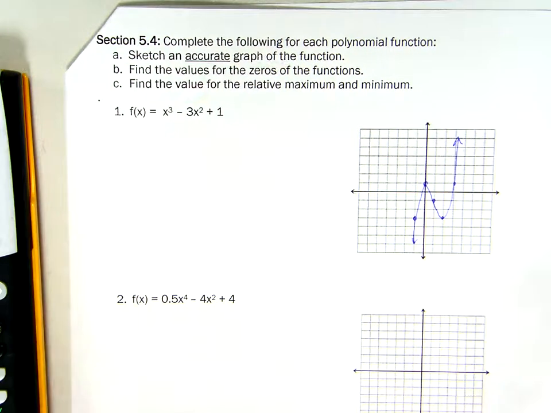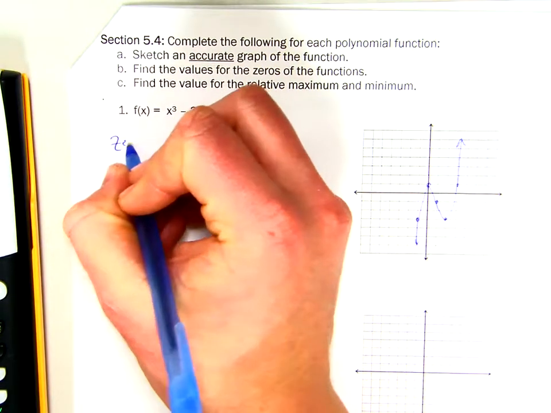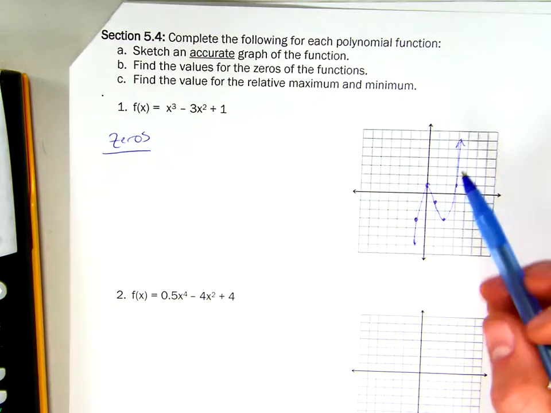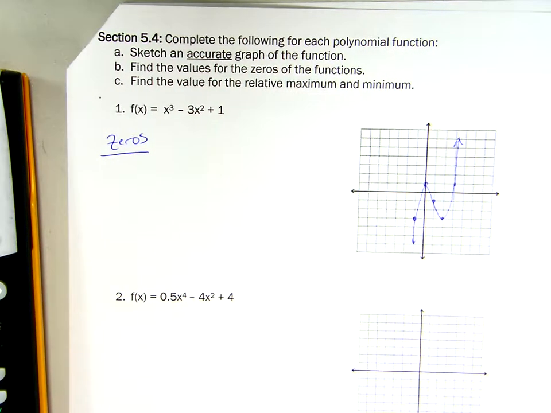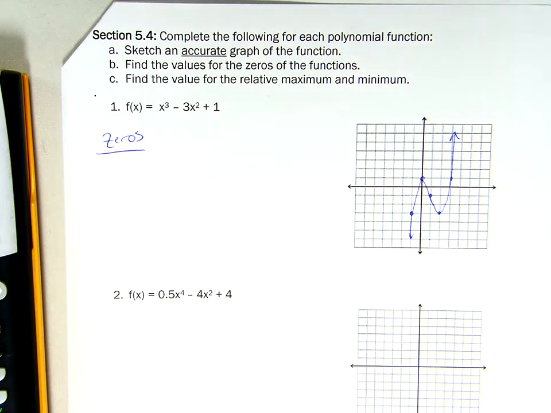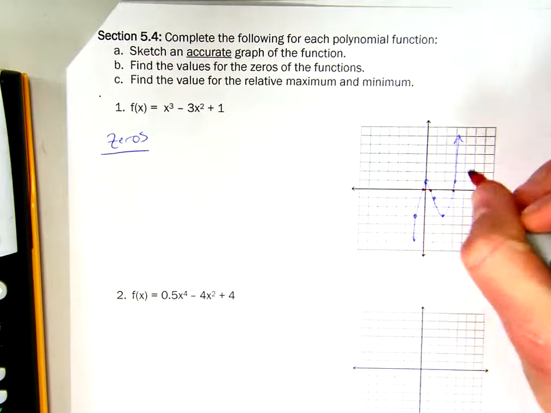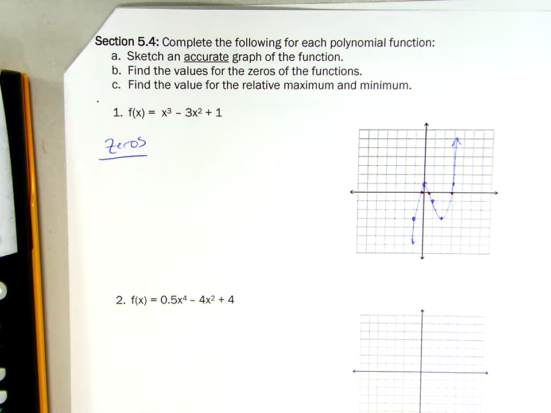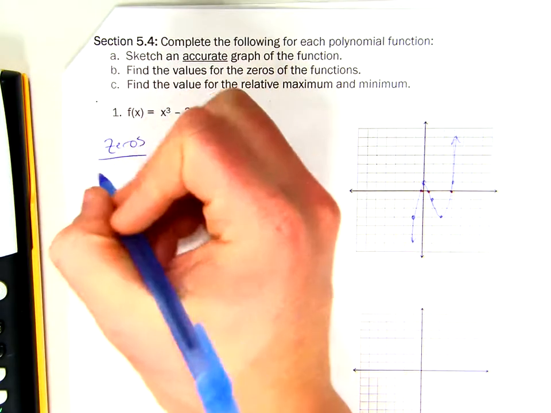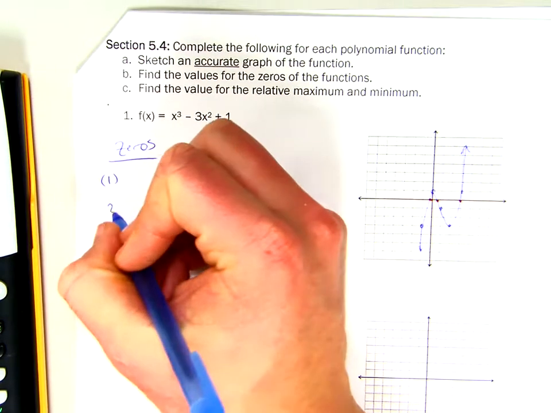Part B, find the zeros. So we need to find zeros. Zeros are where the graph is going to cross the x-axis. All right, so if I have my red pen, that's this point, and this point. We have 3 of them. All right, so 3 zeros that we need to find.